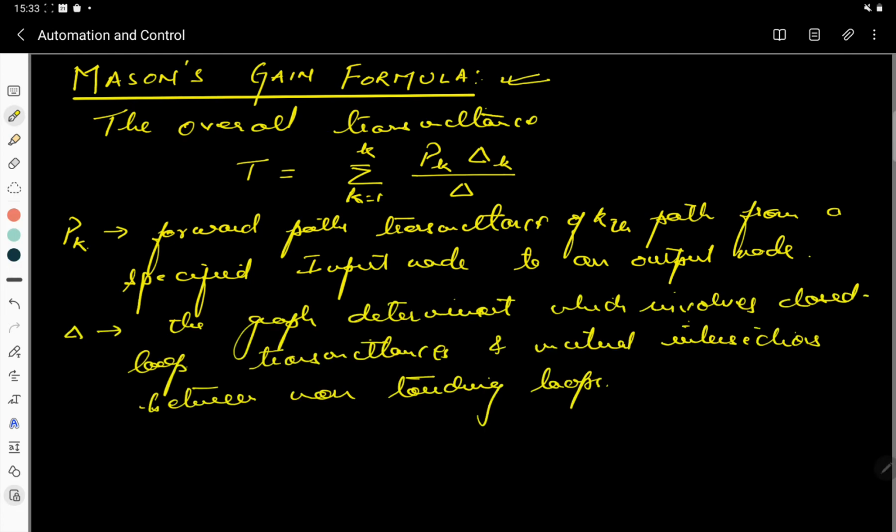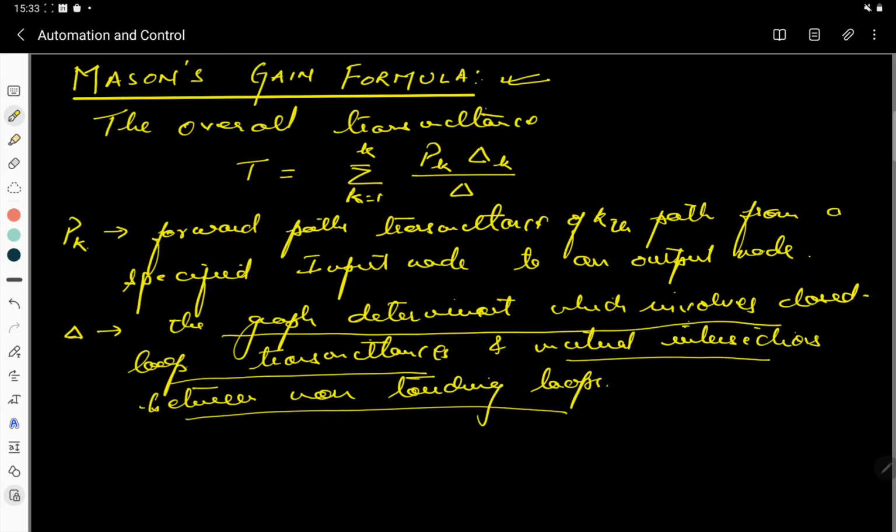And the determinant, this is delta, is simply the graph determinant which involves closed loop transmittances, whatever closed loops are there in that particular signal flow graph. So the graph determinant involves closed loop transmittances and mutual intersections between non-touching loops, that is, between two non-touching loops. All these things will be clear when we solve one of the examples.